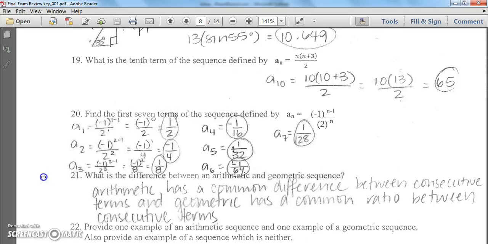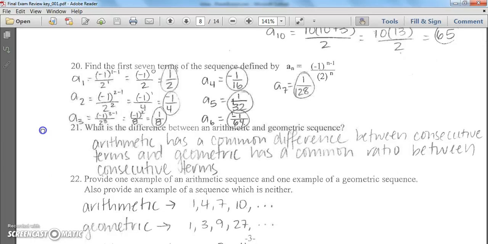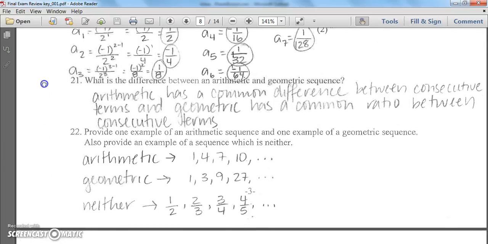22, provide one example of arithmetic and one example of geometric, also an example which is neither. Folks, this is an example of, but not limited to. As long as you have a strict adding pattern, like I'm adding 3 here, you have an arithmetic. You could add a negative 7 every time. You could add a fraction every time, like add 1/2, 1/2, 1/2. As long as you are adding the same value, whether it be positive or negative, it's arithmetic.